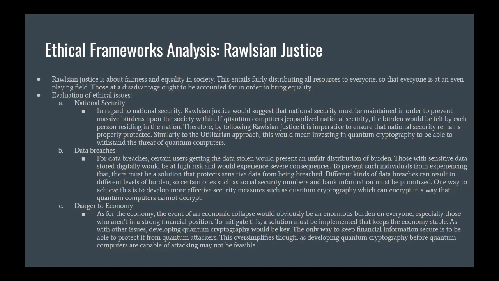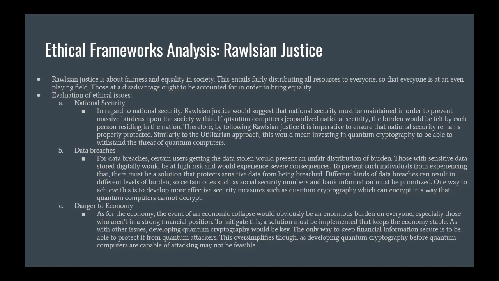So for national security, Rawlsian justice would suggest that national security must be maintained in order to prevent massive burdens upon the society within. If quantum computers jeopardize national security, the burden would be felt by each person residing in the nation. Therefore, by following Rawlsian justice, it is imperative to ensure that national security remains properly protected. Similarly to the utilitarian approach, this would mean investing in quantum cryptography to be able to withstand the threat of quantum computers.